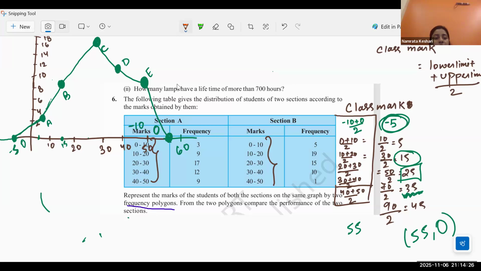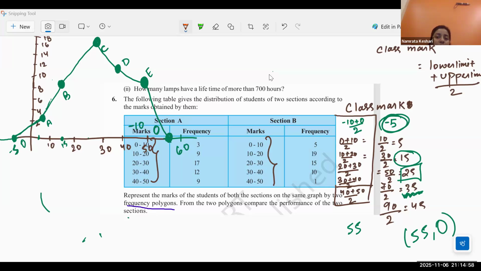Are you done, everyone? Yes, ma'am. Everyone done. Now, section B, I'll be representing over here only. So we understood how exactly we'll be proceeding.